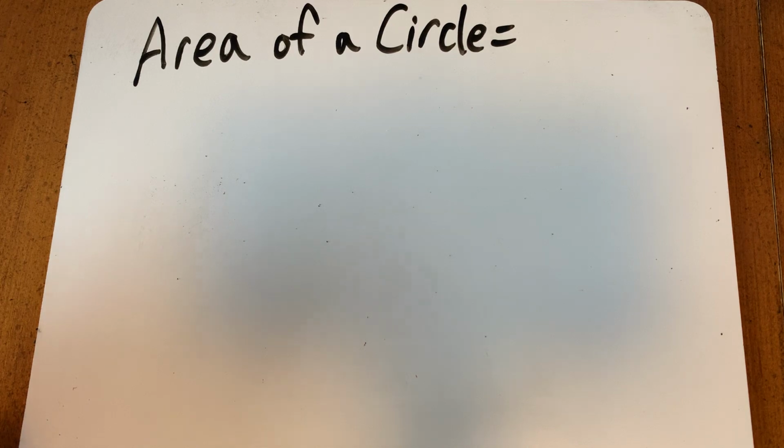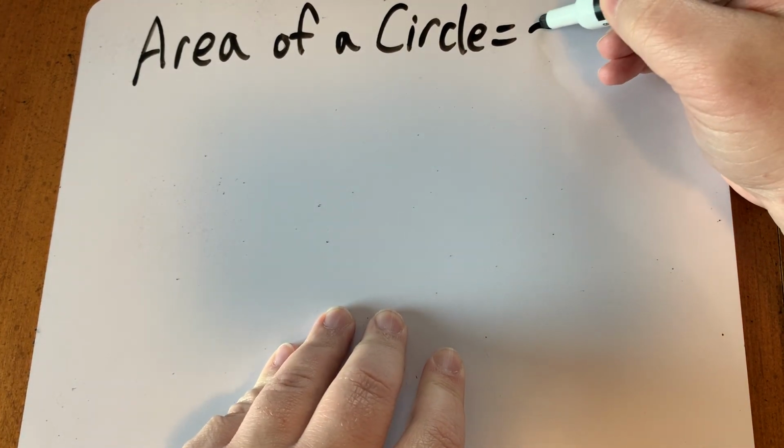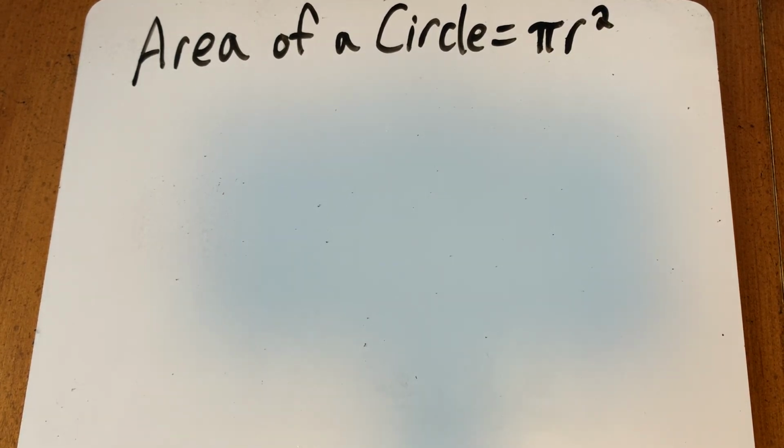I am confident that you already are aware of this formula because we've already used this formula, and it's a very common formula. You did it in middle school. We've done it for years. It's area of a circle equals pi times the length of the radius squared. So let's talk about where this comes from.